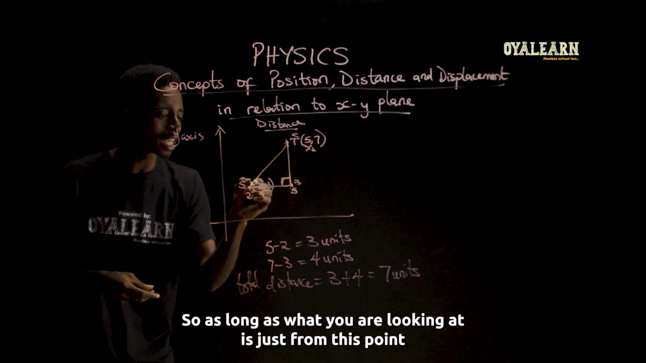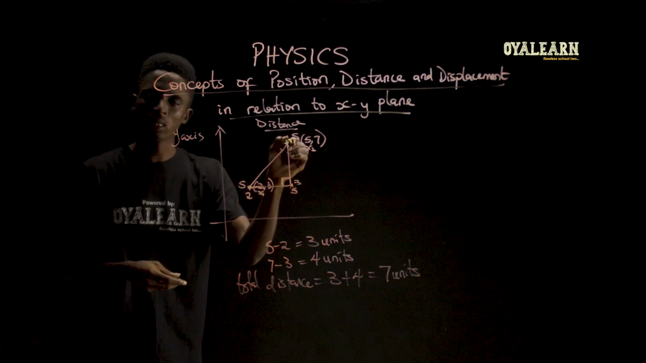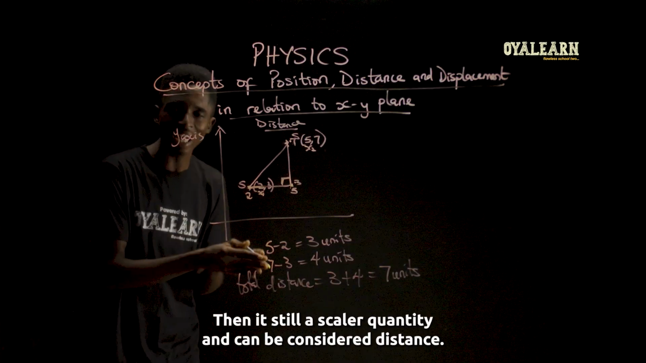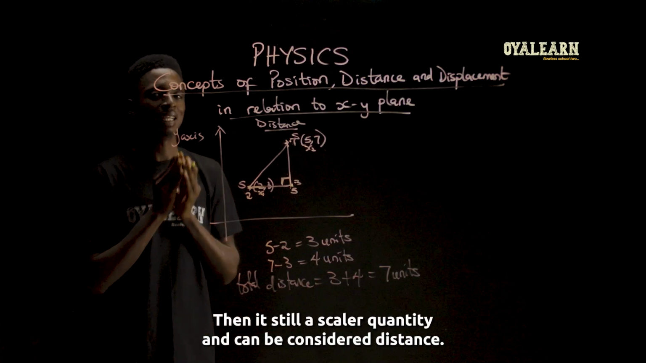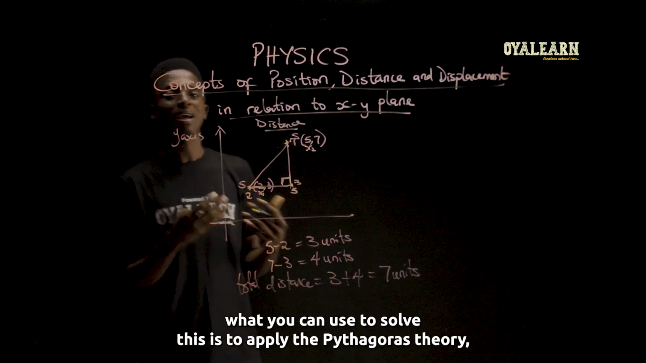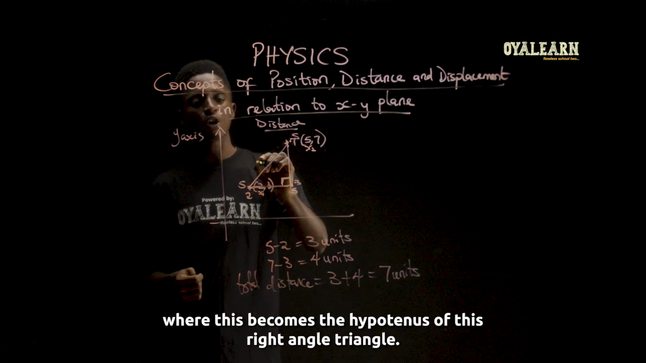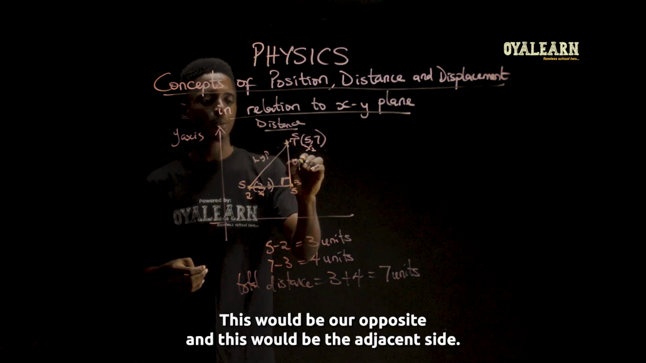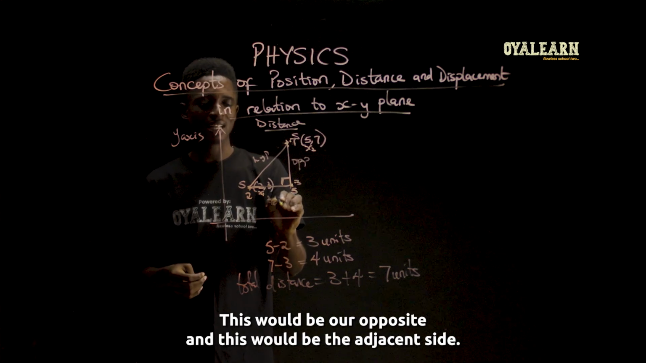So as long as what you are looking at is just from this point to this point, the length of that is all you need, then it's still a scalar quantity and can be considered distance. Now in this case, what you can use to solve this is to apply the Pythagorean theorem, where this becomes the hypotenuse of this right angle triangle, this would be our opposite, and this would be the adjacent side.